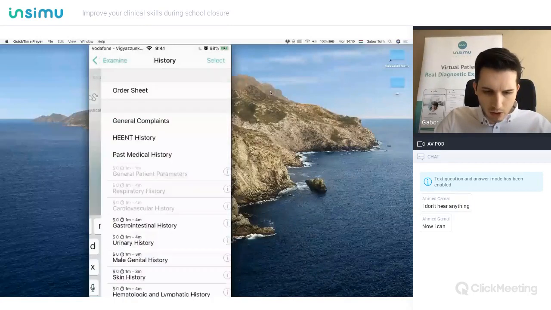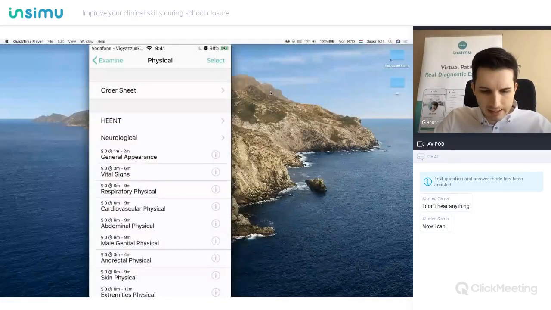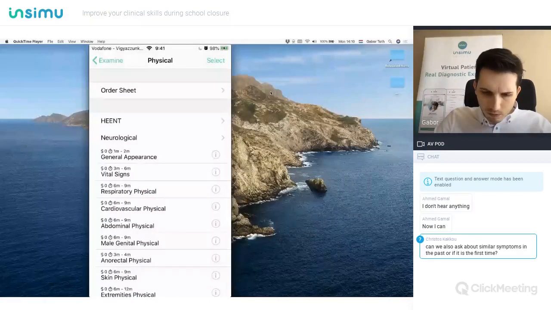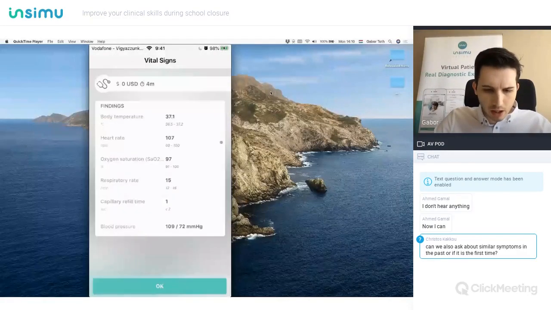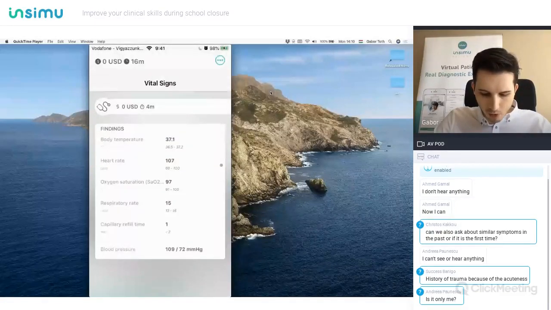Something more. Well, let's go for physical examination. Let's see vital signs. Okay, body temperature is a bit increased, but still in the normal range. Heart rate is high though. The rest is okay, still oxygen saturation. Okay.